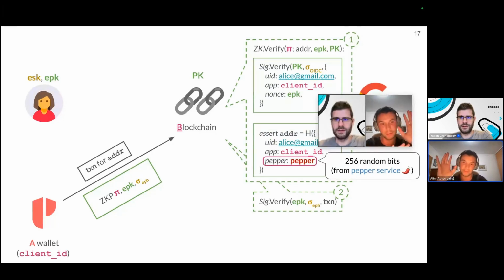Once again, the pepper service, like the prover service, cannot steal your account, because it's not enough to have the pepper. You have to have the signature from Google, which you cannot get. But the pepper service, if it disappears off the face of the earth because it was nuked or something, all of the users would be locked out. So durability of the peppers on the service is very, very important.